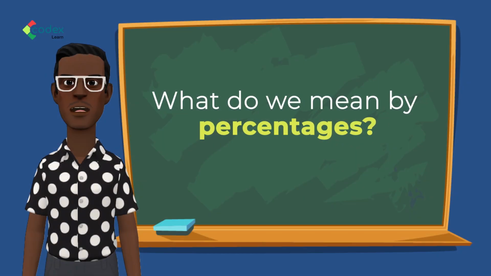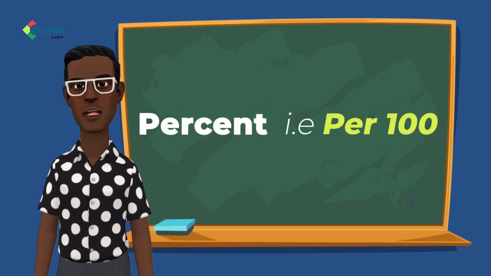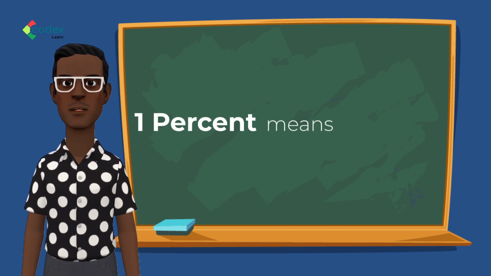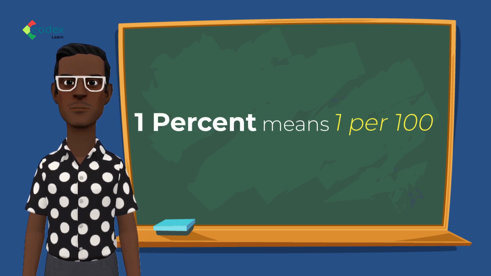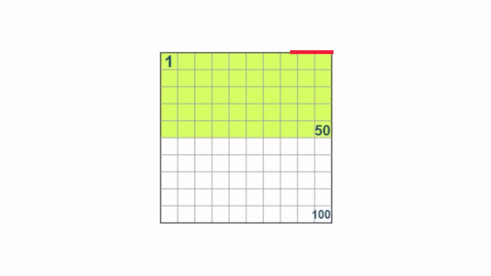What do we mean by percentages? When we say percent, we are really saying per 100. 1% means 1 per 100. A percentage is identified by the % symbol. Look at the shaded green box. 1% of this line is shaded green. It is very small, isn't it?